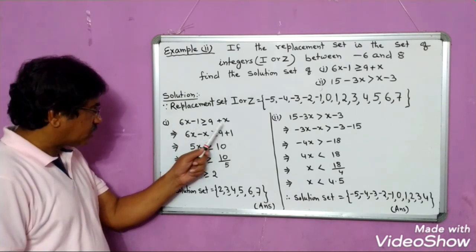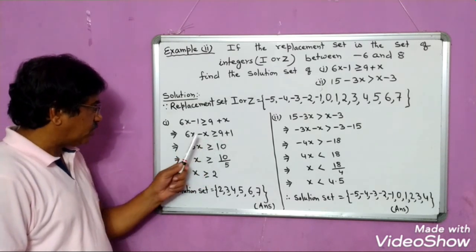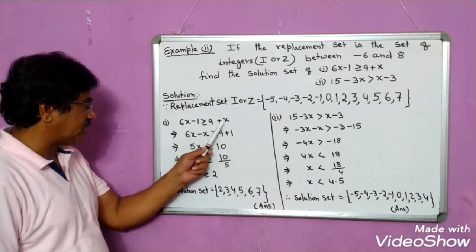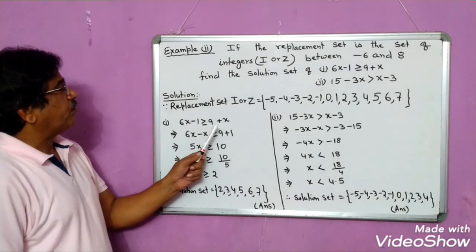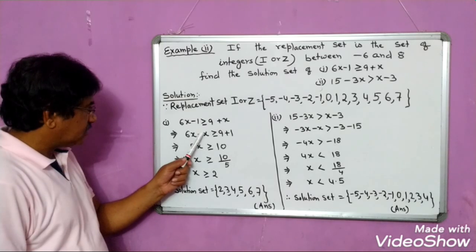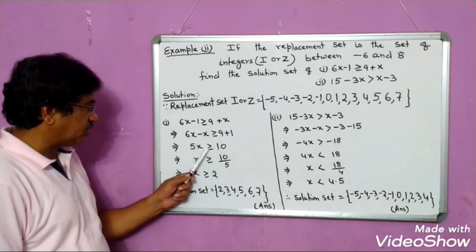So I am bringing this x to the left side and I am taking this minus 1 to the right side. When I take this x to the left side, its sign will change. It will become minus x because here it was plus x. And this minus 1, when it is taken to the right side, will become plus 1. So it becomes 6x minus x, which is 5x, and 9 plus 1 is 10. So 5x is greater than or equal to 10.